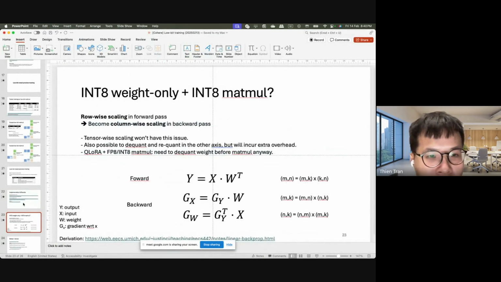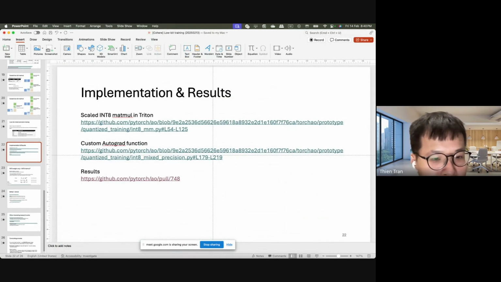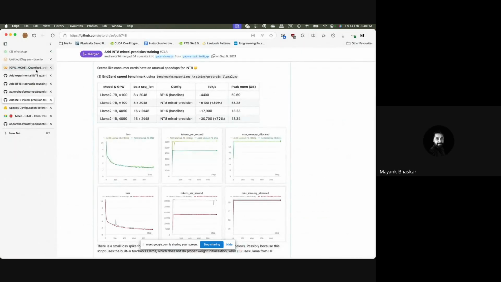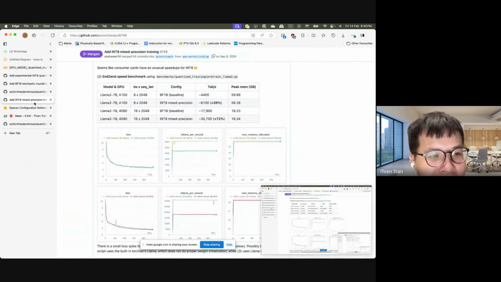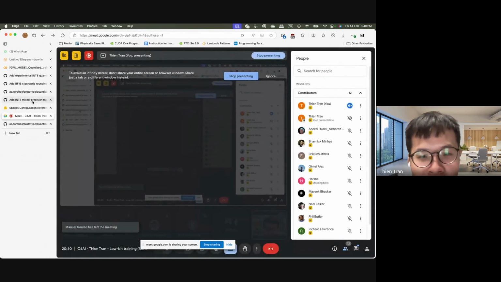Okay, so, yes, I had a quick query regarding Blackwell's FP6 and FP4. Did you manage to try that, or do you have plans to experiment with that stuff? Right, I think that looks very exciting.